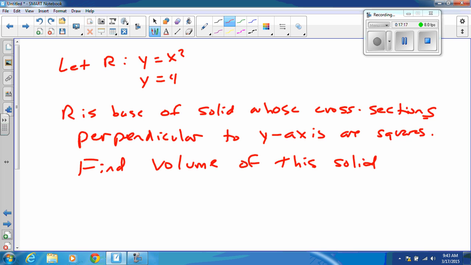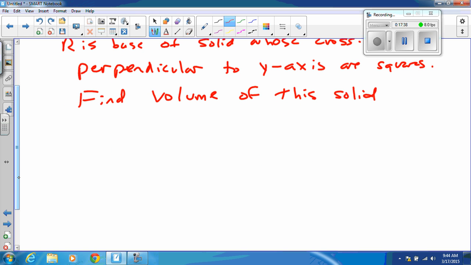Okay, so what changes? Here's what's not going to change. My method is not going to change. If you're a steps kind of a person, here it is. We're going to sketch the base. We're going to sketch a representative cross-section. We're going to set up volume equals integral of area, in this case, times dy. So I'm going to sketch the base here.